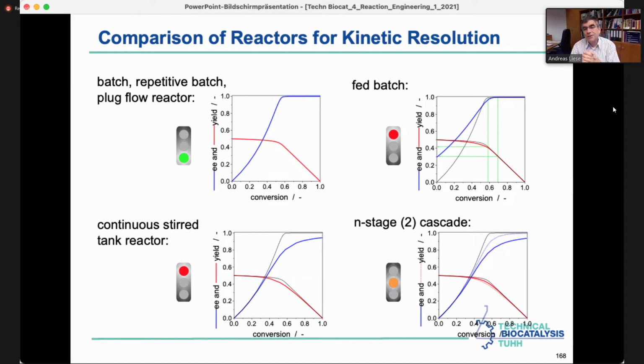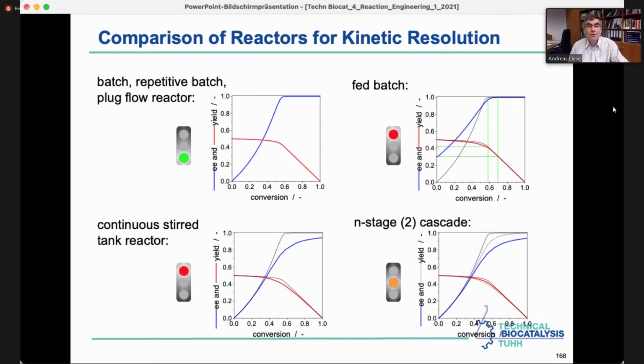This has a yellow traffic light because the single-stage CSTR, the blue curve, is the one that delivers a really bad result. Now, the more vessels we add in the cascade, so here it's for 2, so this pointed blue line is the 2-stage cascade, we get a bit better, but you really would need like 4 or 5 CSTRs in series as a cascade. So it's not worthwhile at the end of the day. So normally you would stick with a batch, repetitive batch, or plug flow reactor.